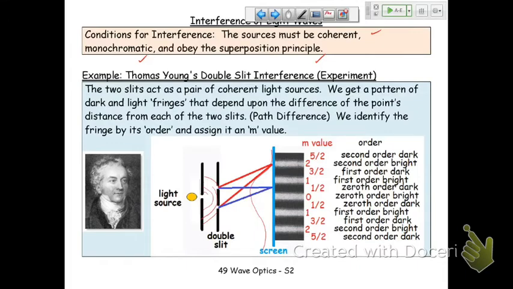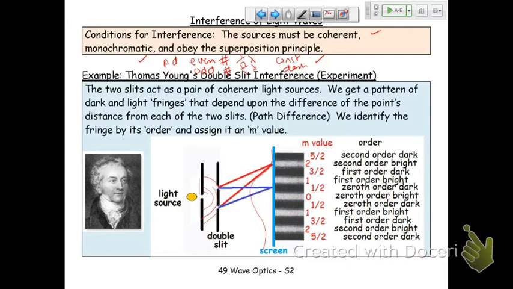So we do that old game where we say, if the path difference is an even number of half wavelengths, we get constructive interference. And if it's an odd number of half wavelengths, we get destructive interference. Do you remember that from when we did sound? First 2 or 3 chapters of this section. It makes sense, doesn't it?